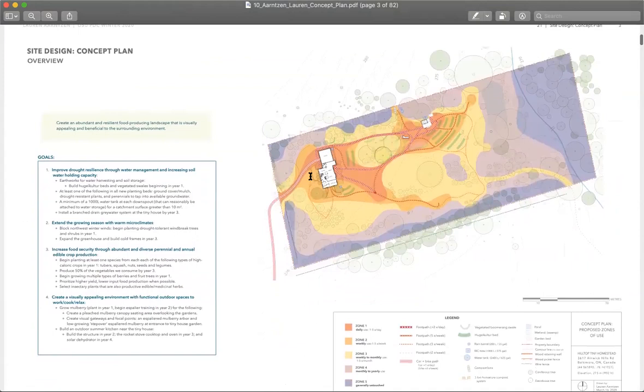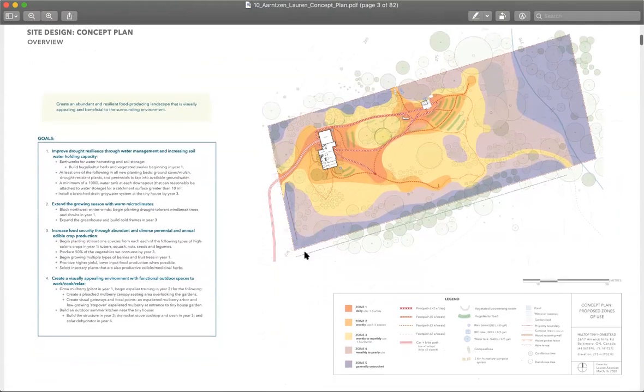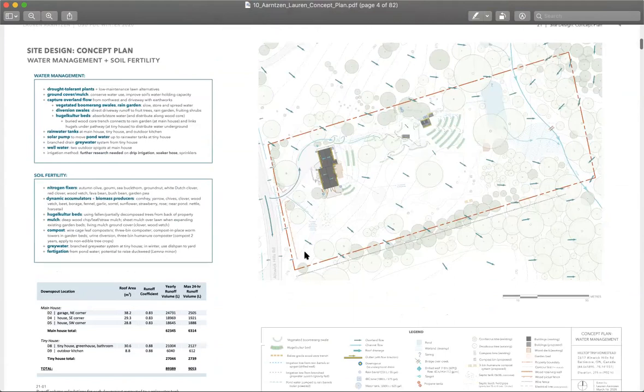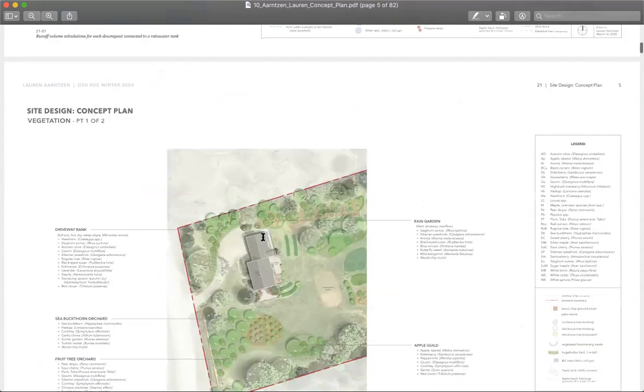So, concept plan. She gave us the goals, and at the same time she gave us that new zone map. So nice connection there. She gave us an entire water management and soil fertility plan. Please, please, please do not forget this. This is where a lot of people lose marks. But really took a look at the nitrogen fixers, biomass producers, hugelkultur, mulch, compost, gray water. Really gave me a sense of where all those elements lived.